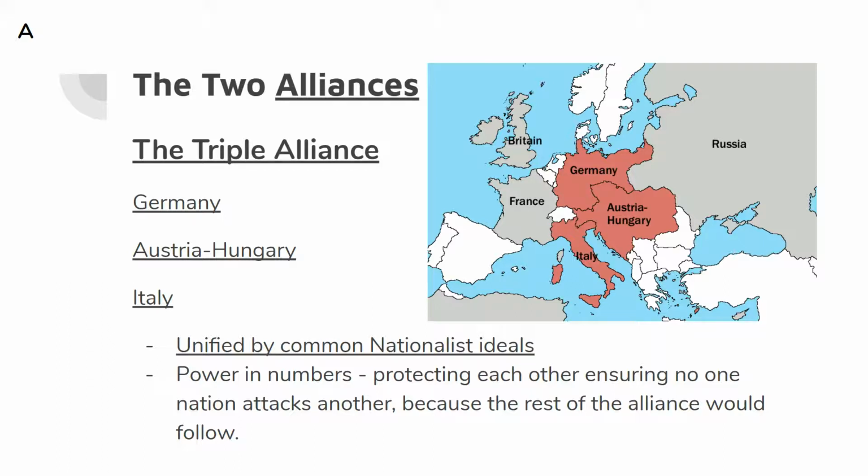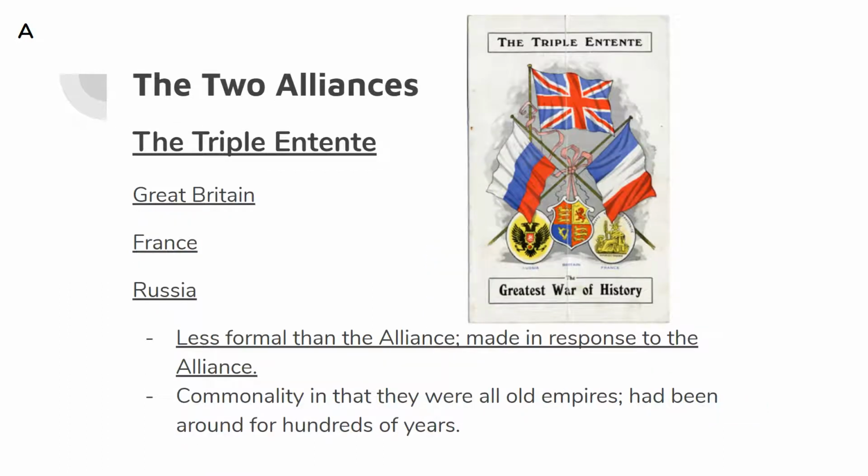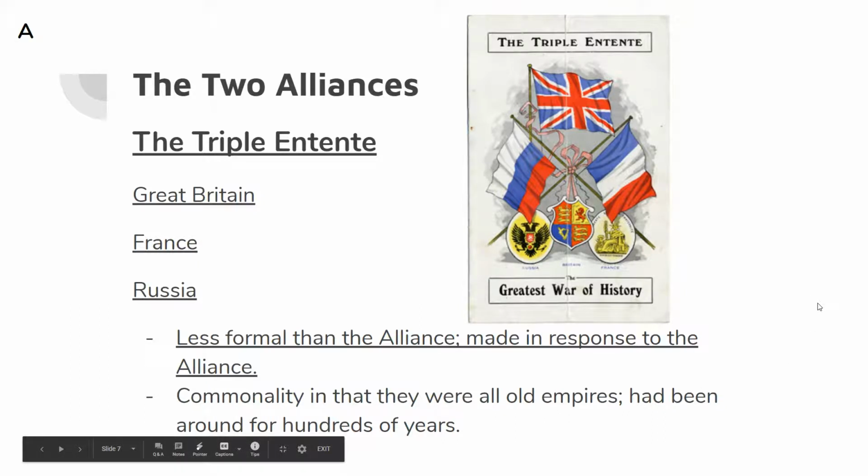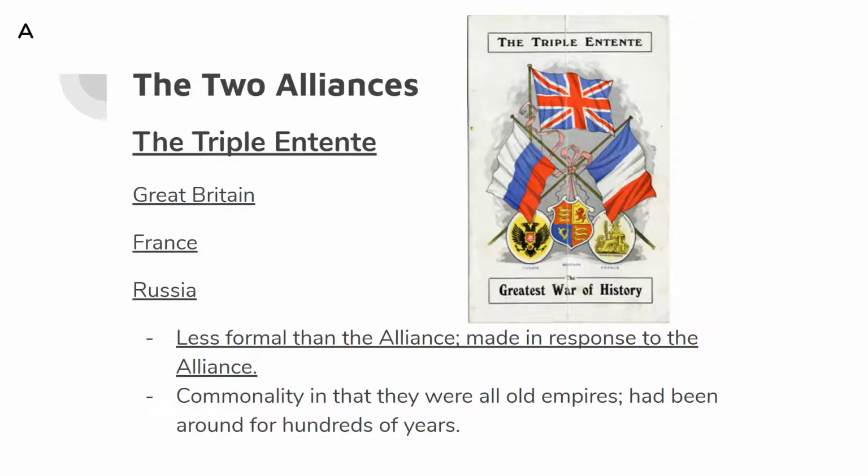Not to be outdone, though, the Triple Alliance was going to have its arch enemy in those other 3 countries, which are the Triple Entente. So Great Britain, France, and Russia, although it's a less formal alliance and made in response to the Triple Alliance, it was still something that said, hey, if one of us has to go to war, we can all go to war together. As the kind of established countries of Europe, they were the old empires. They were the ones that had been around for a while and wanted to kind of keep that status quo of them being in power and the rest of the world maybe not.